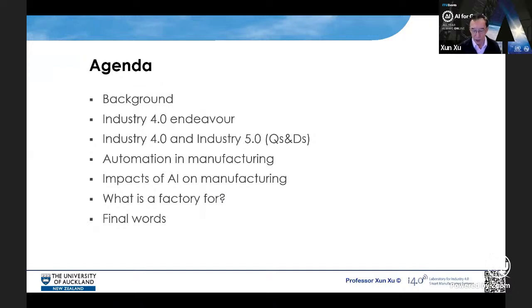In terms of what I'm going to cover today, I'll start with a very brief background. Professor Wang has kindly introduced me and explained my background. Then I'll talk about Industry 4.0, the efforts around doing research in this area, and Industry 4.0 and Industry 5.0. I'll be raising some questions and having some discussions as well. Then I'll move on to automation in manufacturing, because automation plays a major role in manufacturing in both Industry 4.0 and Industry 5.0. The impacts of AI on manufacturing I'll touch upon, of course, and then I'll be asking questions.